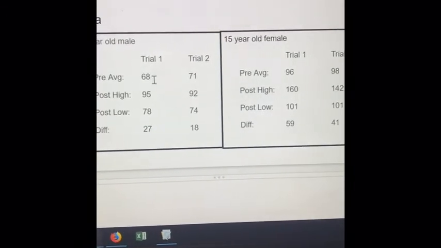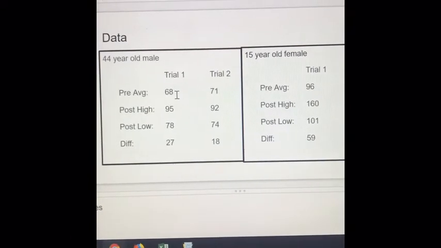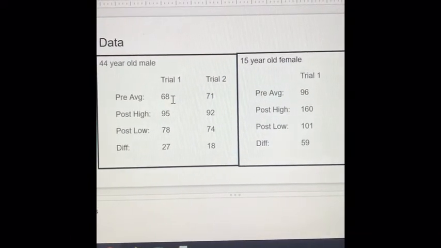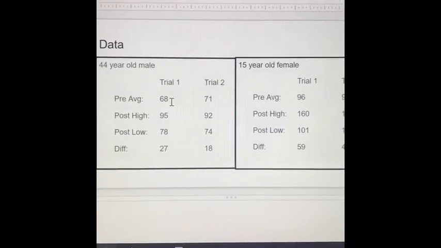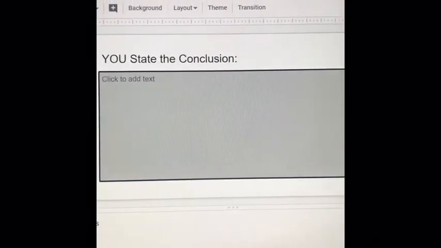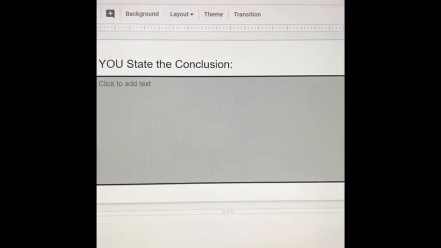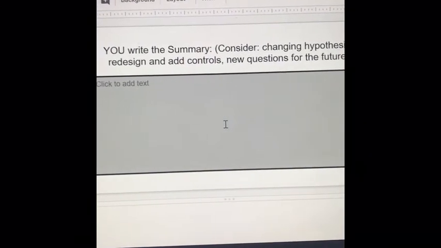So you could say our hypothesis was true, but you could even say that more trials are needed, or that the data is inconclusive. But I'll let you determine that, because as the student, you're going to state and write the conclusion. And remember, you just restate the hypothesis with the results. Then you go through and talk about controls, things that you would do differently.